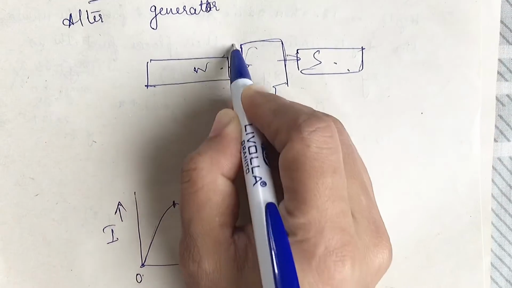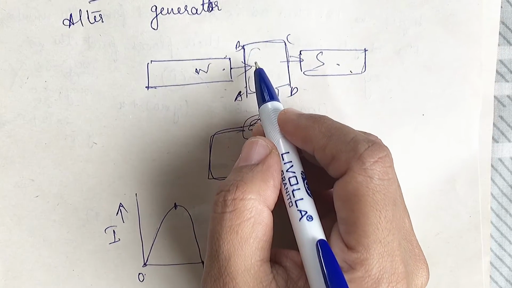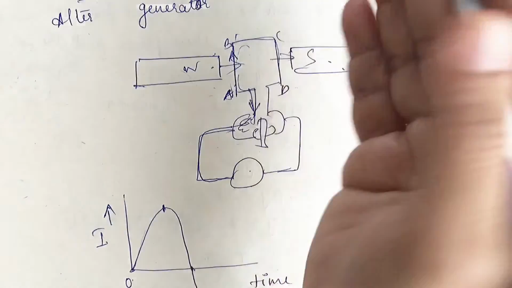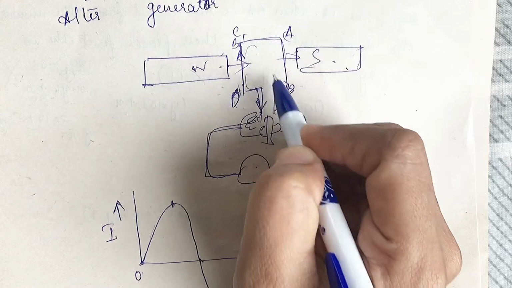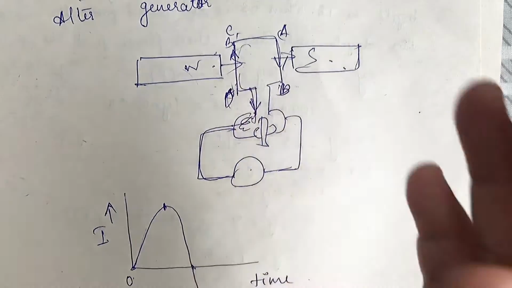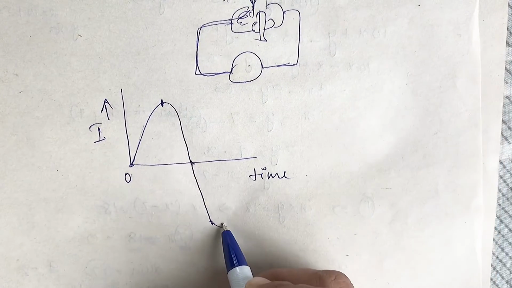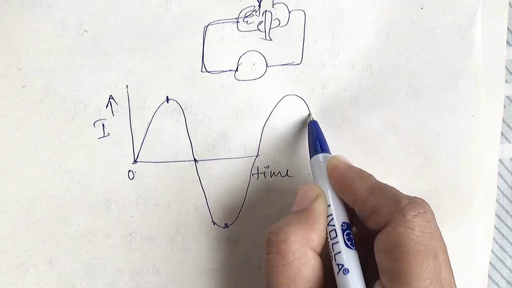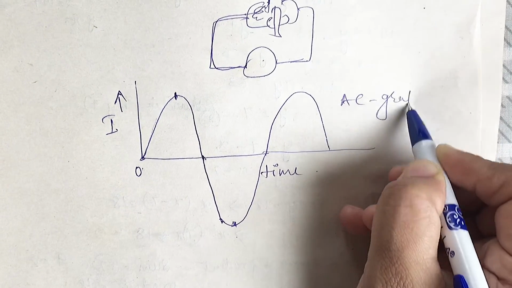But in the armature coil ABCD, in the first half of rotation, if the current was along A to B, then it will come reversed on this side. In the second half of rotation, this side will be C and D and this side will be A and D. So the current will come like this. The direction change will occur and it will be up to the same intensity, and it goes like this and continues like this. This is a graph of AC, the alternating current graph.